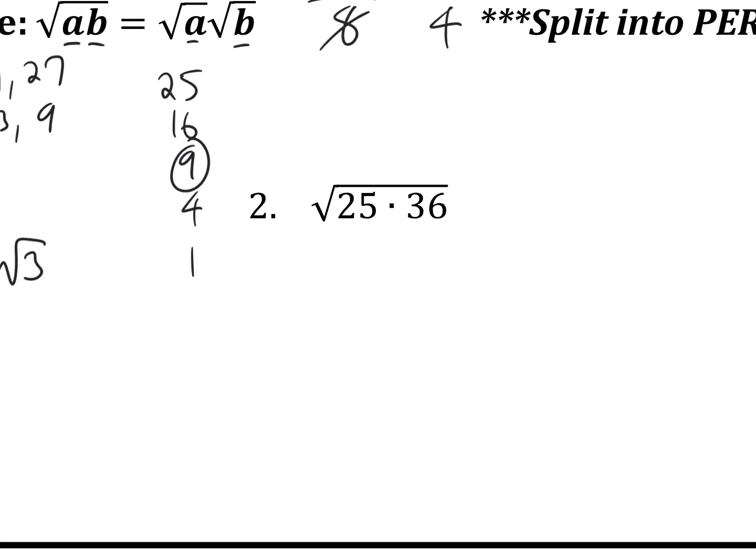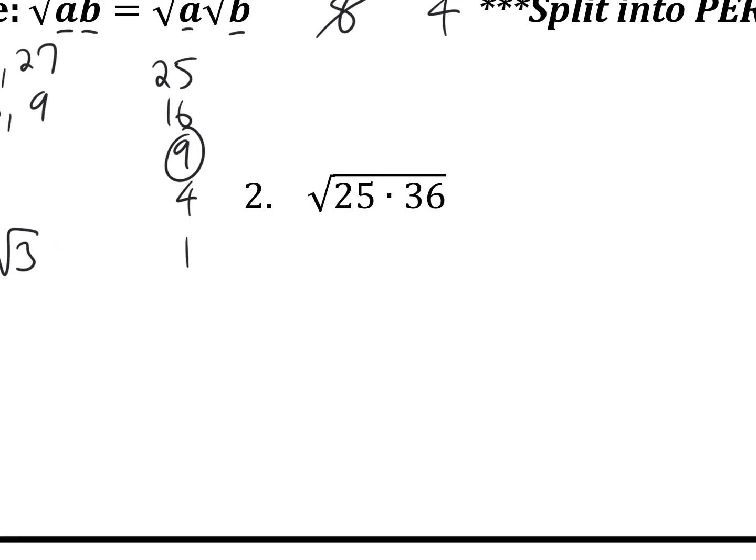All right, so number 2, we have square root of 25 times 36. We could multiply these if we wanted to, but that's going to be a really big number. What do you notice about both these numbers under the radical here? Well, they're both perfect squares, right? So I would probably split these up. So I would write square root of 25 and square root of 36. And what's the square root of 25? It is 5. And what's the square root of 36? It is 6.